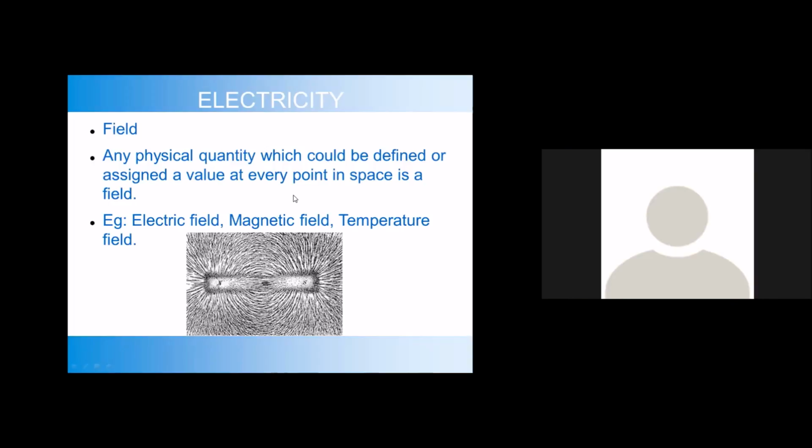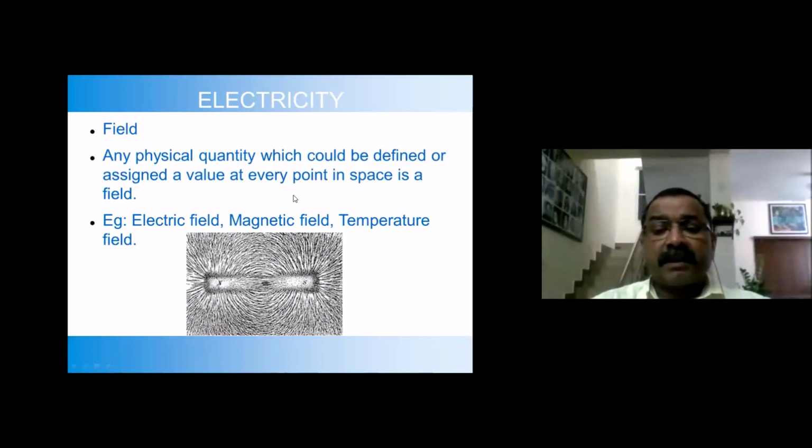At some places the temperature may be 0. At some places it may be 25 degree centigrade. At some places it may be 40 degree centigrade, like that. At every point we can assign a temperature value. So we can say that the room is filled with temperature, or there is a temperature field in the room. Like such, there are electrical fields as well, magnetic field.